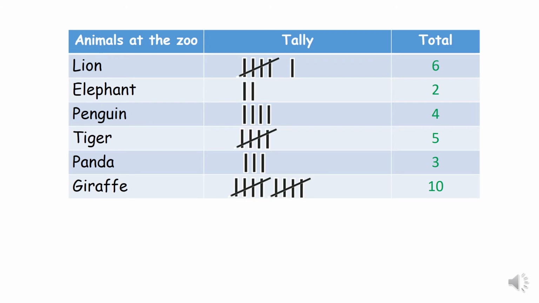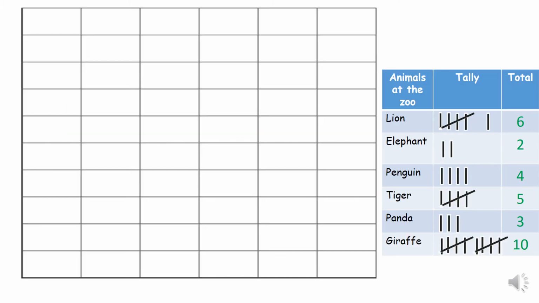So the other day, we worked together to collect this information and create our own tally chart of animals that we saw at the zoo. So here is our tally chart, and here is a blank block diagram. That means it's empty. What's missing? Good. We need to put the items in on the x-axis, so along the bottom. Here are our items: lion, elephant, penguin, tiger, panda, and giraffe.